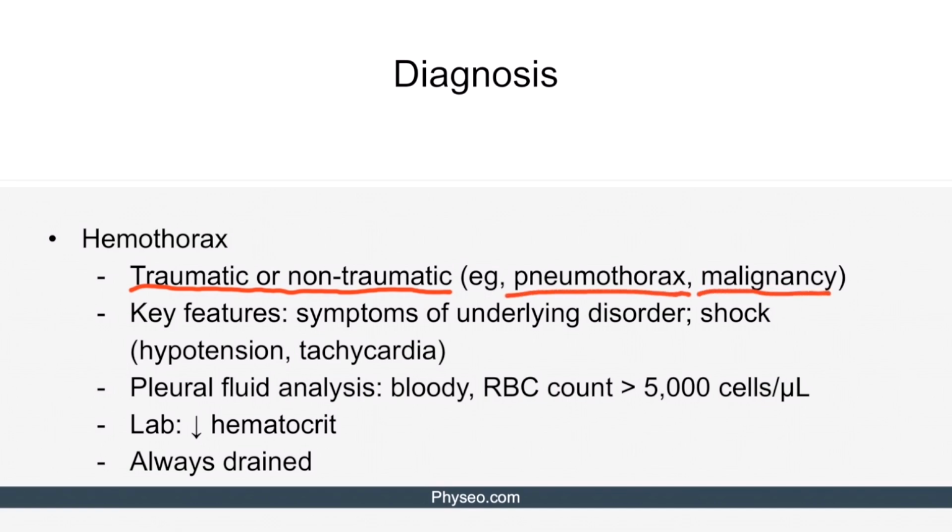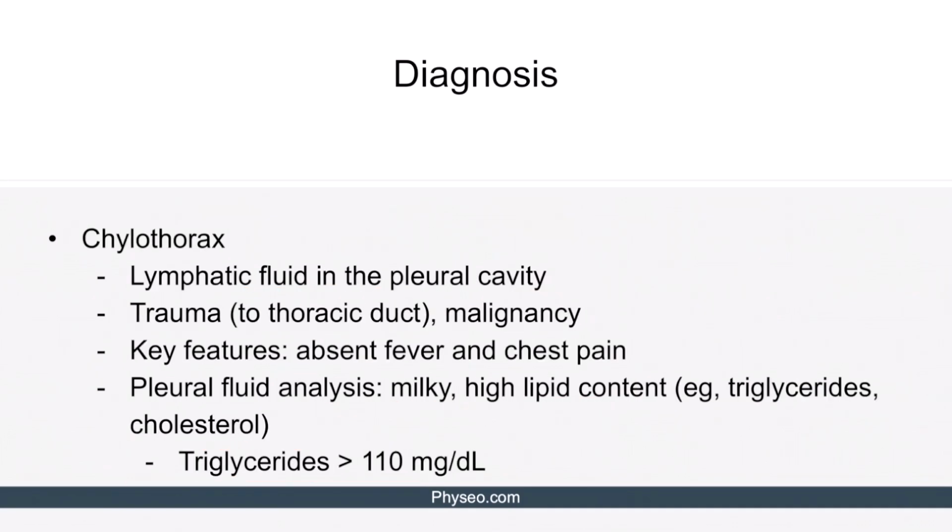Key clinical features of hemothorax to be aware of include symptoms of the underlying disorder like signs of shock due to hemorrhage, such as hypotension and tachycardia. Characteristic pleural fluid analysis findings include bloody fluid and a red blood cell count of more than 5,000 cells per microliter. Lab analysis may show a low hematocrit, which is suggestive of bleeding. Hemothorax is always drained as it has a high risk of complications and progressing to empyema, which we'll discuss later.